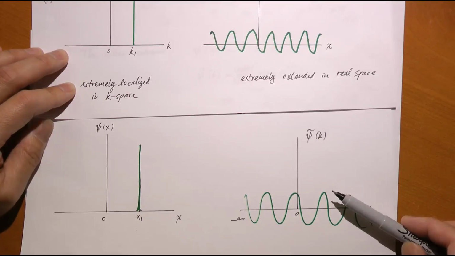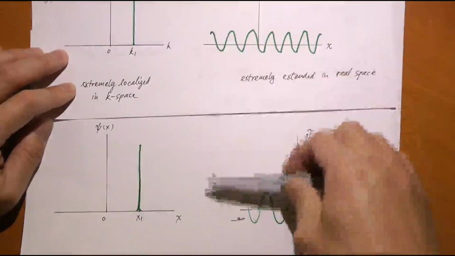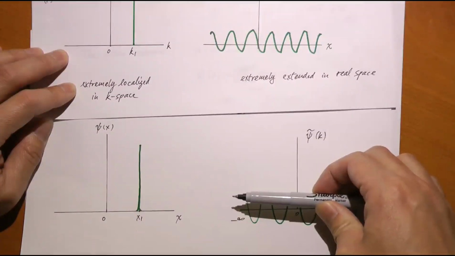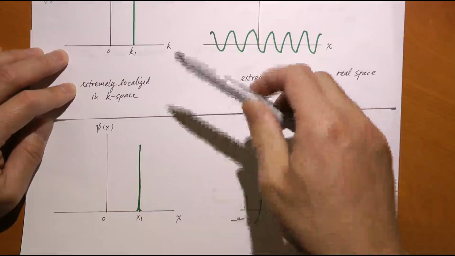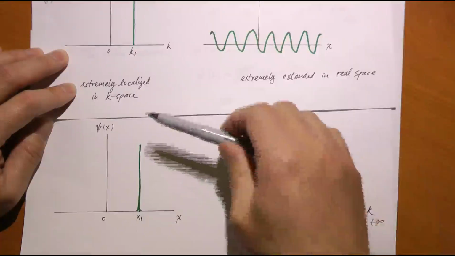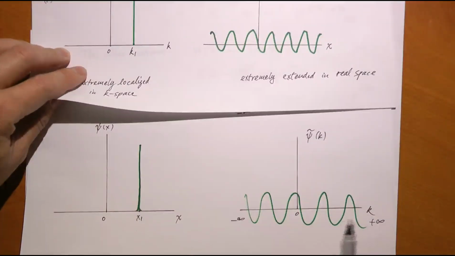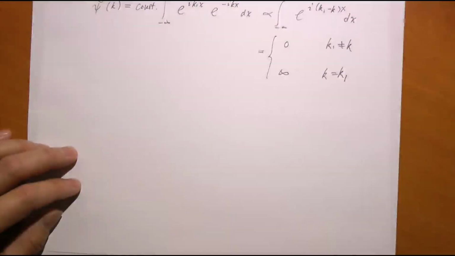What about something in between? Neither of these two extreme cases. So the wave is not completely delocalized or completely localized in either k space or x space. Then what? Well, we have an example of such a case.